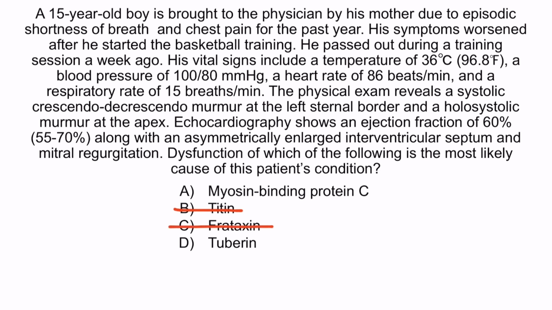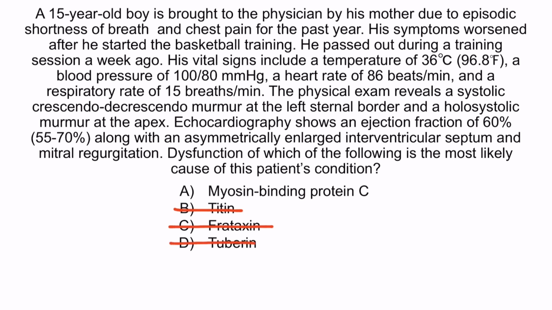Option C, Frataxin, is incorrect because frataxin dysfunction is seen in Friedreich's ataxia. Friedreich's ataxia is characterized by hypertrophic non-obstructive rather than obstructive cardiomyopathy. Additionally, the patients with Friedreich's ataxia have other manifestations such as absent deep tendon reflexes, hammer toes, diabetes mellitus, kyphoscoliosis, and so on. All these findings are absent in this patient.